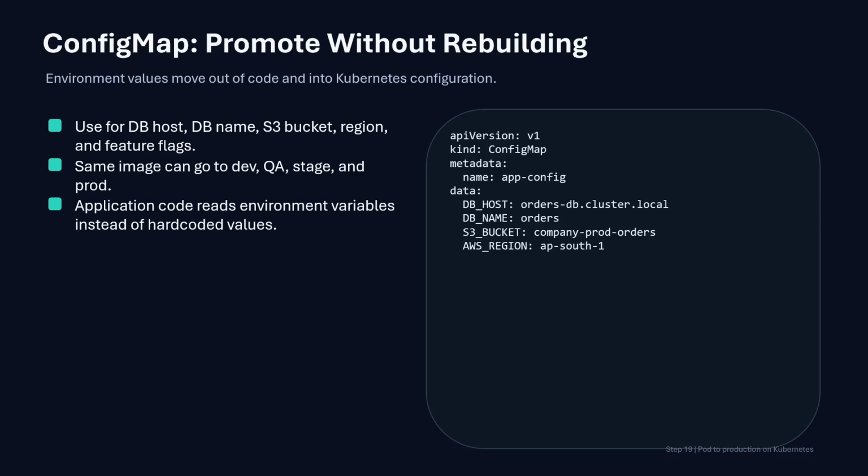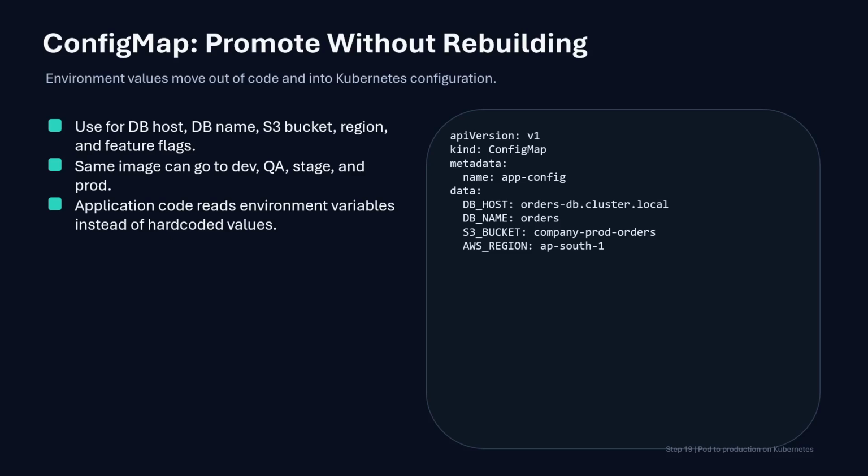Okay, now you can see if you want to create a config map, the kind should be ConfigMap. The name is app-config. And here I am mentioning the database host, database name, S3 bucket, whatever application dependency you can add here. So that your application business code will be loosely coupled with your application configs.